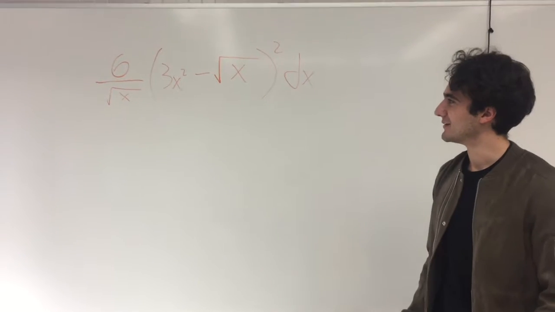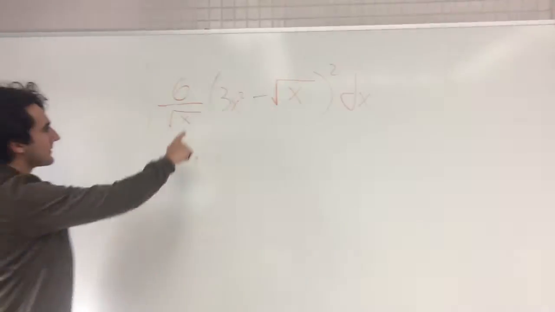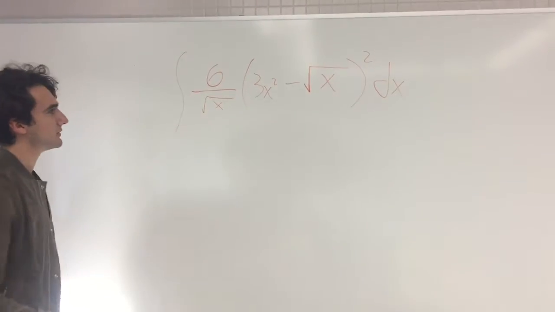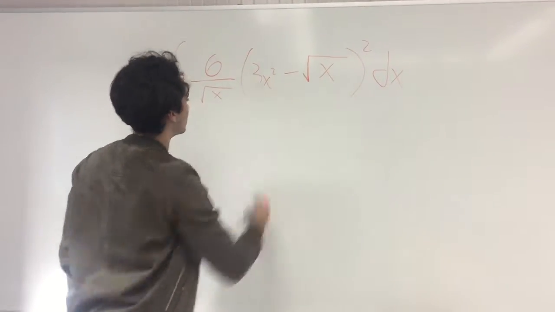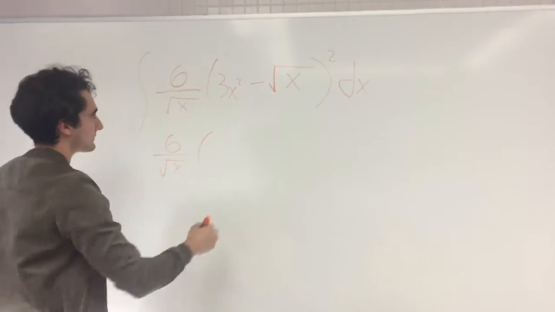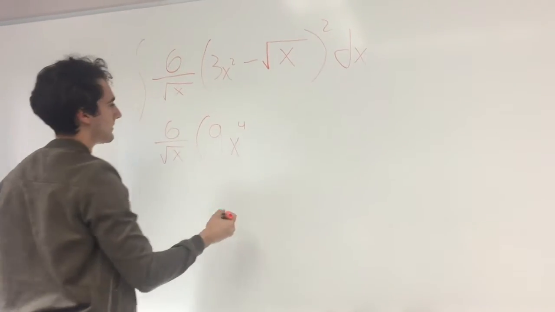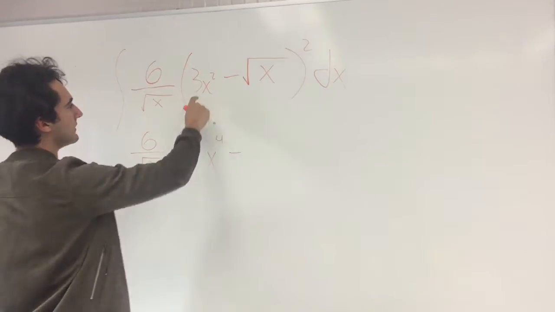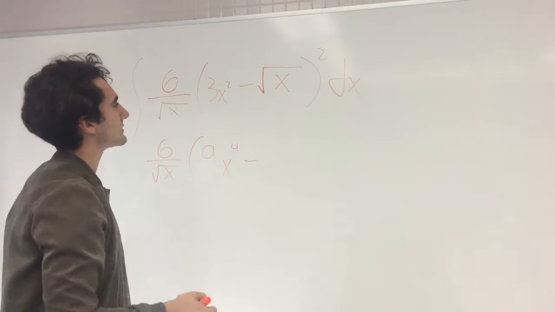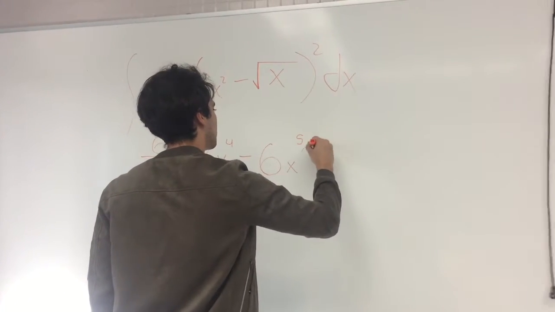Hi, my name is Milan, and today we're going to solve the antiderivative of the following problem. First, we're going to use the distributive property of the power of 2 that is affecting the parentheses. So 3 to a power of 2 will be 9, and x to a power of 2 will be 4, minus 3 times the square root of x, which will be resolved to x to a power of 1/2.